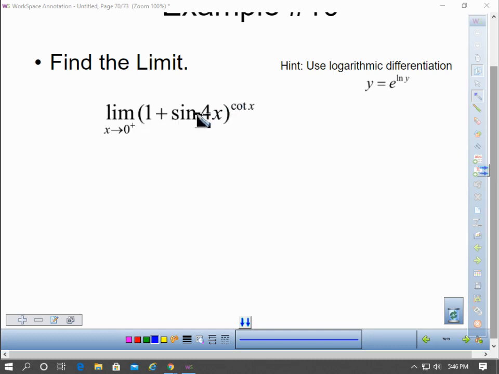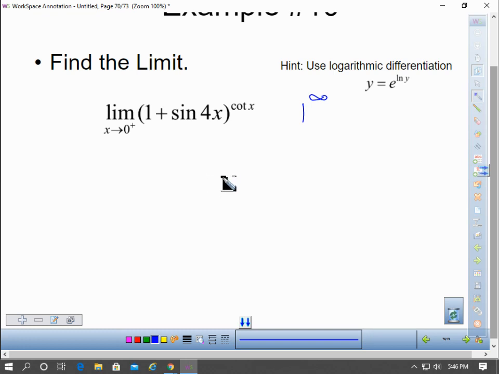All right, if you put a 0 in here, the sine of 0 we know is 0, so this is going to be 1. But the cotangent of 0 is undefined, that's infinity. So we're actually getting 1 to infinity. So this is one of the power problems. All right, this is a power problem.